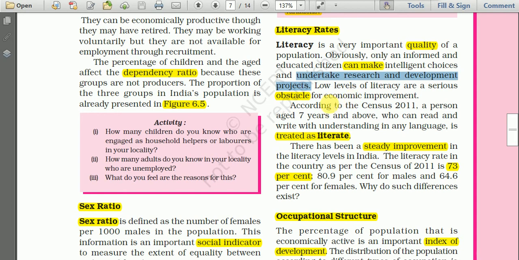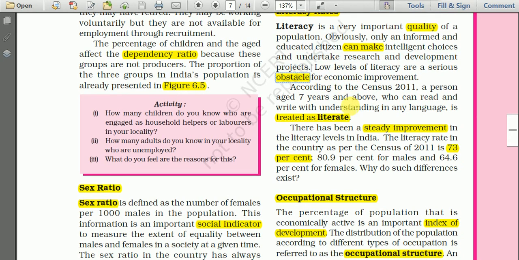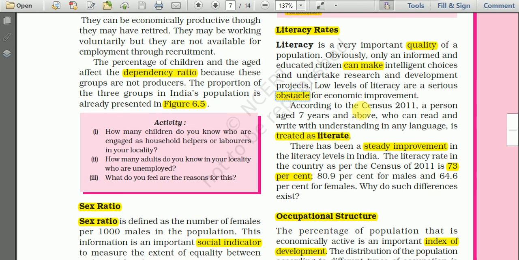And low levels of literacy are a serious obstacle for economic improvement. So if a country has a large number of illiterates, then the country may not be developed. It becomes an obstacle, a problem for economic development. Then who is a literate person?